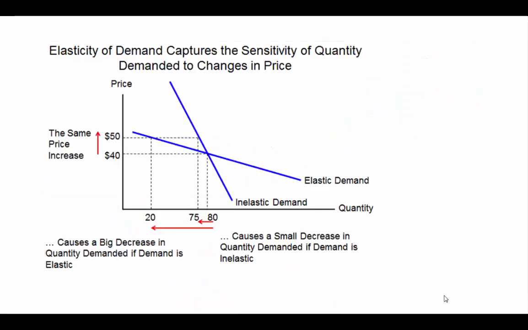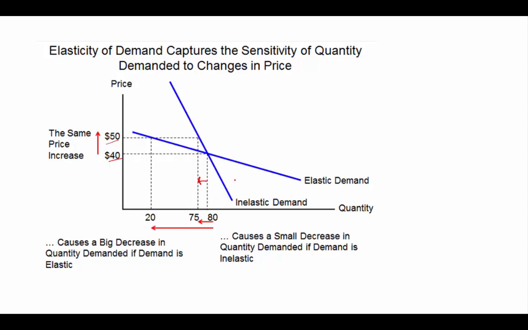Now, just to wrap things up, elasticity of demand captures sensitivity or responsiveness of quantity demanded to changes in price. And it's very useful to think about two demand curves that go through the same point. Because when we look at the same change in price, so here we're going from 40 to 50 in price, you can see that the inelastic demand curve, the quantity doesn't change much at all. It only changes by 5. So it's a relatively small quantity response to a given change in price.